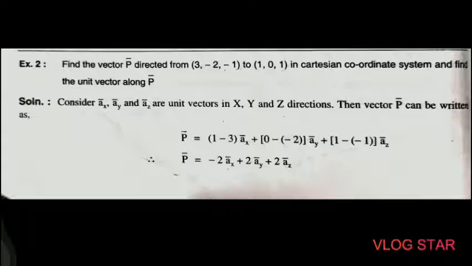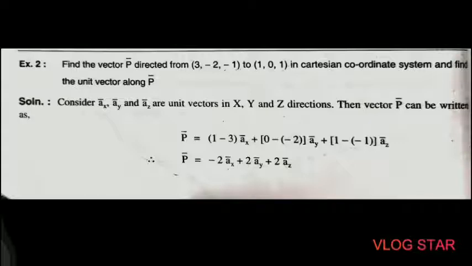In today's video lecture, we will discuss numericals based on the rectangular system, or we can say the Cartesian coordinate system. So let us solve the first question. Find the vector p bar directed from (3, -2, -1) to (1, 0, 1) in Cartesian coordinate system and find the unit vector along p bar.